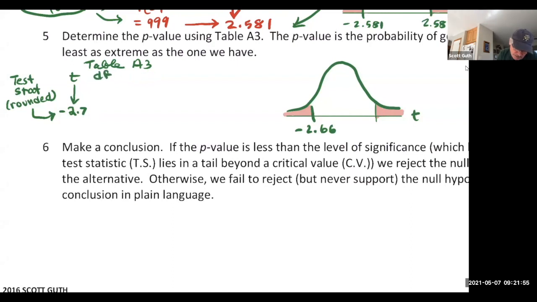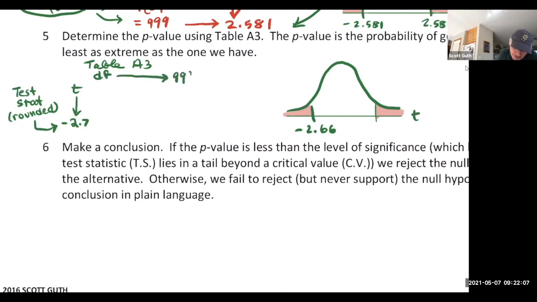Technically, what you really want is to go out to 999 degrees of freedom, but you can't. So I'm going to say 999, and then in parentheses, I'll say we used infinity. It just gets up real high, and eventually you're using the normal distribution. It's indistinguishable from the normal distribution at that point, so you may as well use the normal. So negative 2.7 and 999.